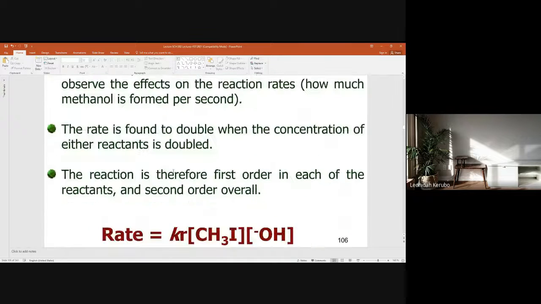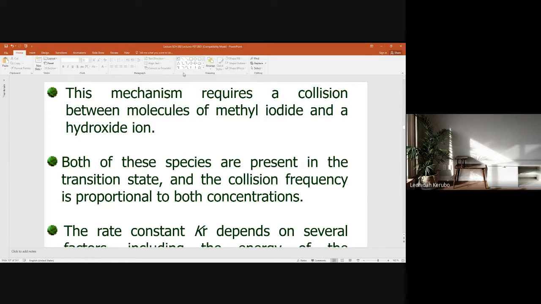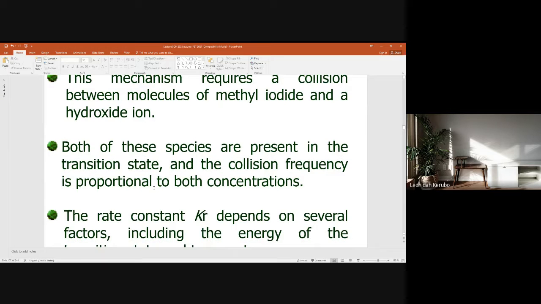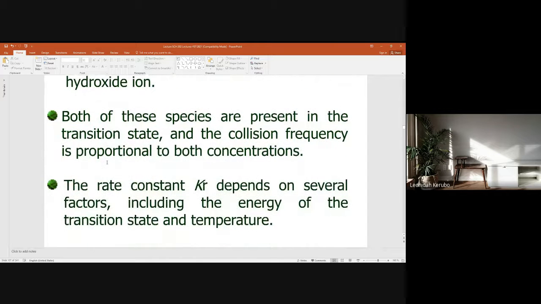So this is the rate of reaction, which is dependent on the concentration of the substrate, the specific substrate in this reaction, iodomethane, and the concentration of the hydroxyl group. This mechanism requires a collision between molecules of methyl iodide and hydroxide ion. So both of these species are present in the transition state, and the collision frequency is proportional to both concentrations. Therefore, the rate constant depends on several factors, including the energy of the transition state and temperature.